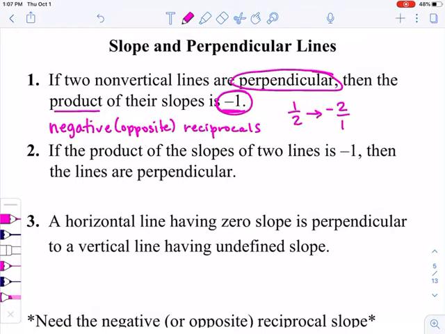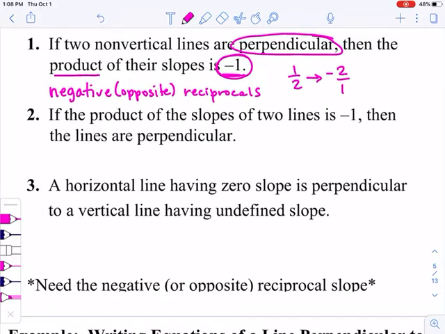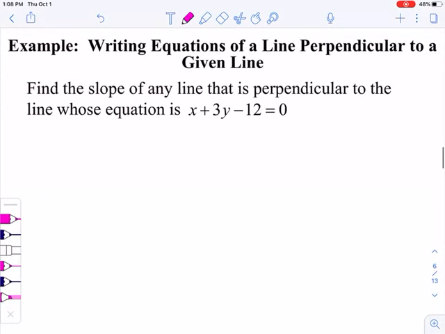Number 3 says a horizontal line having 0 slope is perpendicular to a vertical line having an undefined slope. Again, we can't have a negative reciprocal of a 0 slope. It just doesn't make sense. And if we have an undefined slope, we don't know what it is, so how would you take a negative reciprocal of that? We just state, if we know we have a horizontal line and a vertical line, those are going to create perpendicular lines. So, as I said before, they need to have the negative or opposite reciprocal slope.